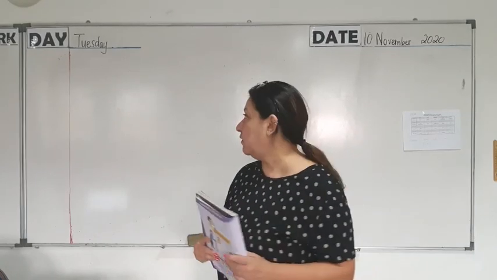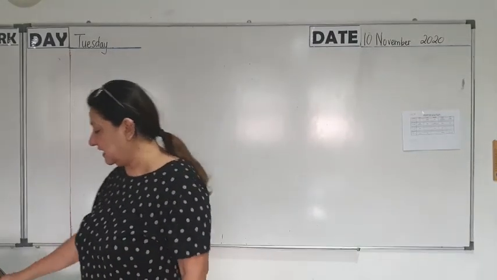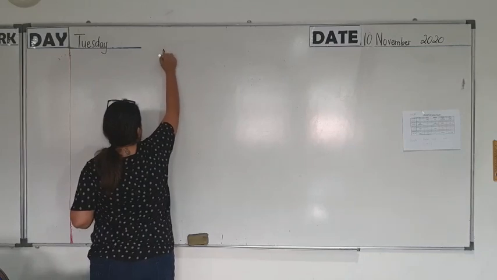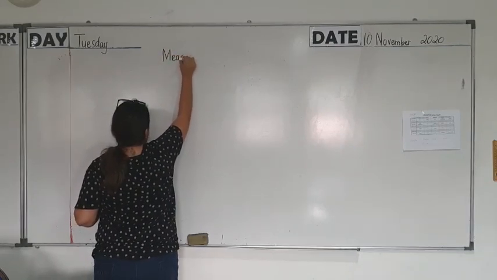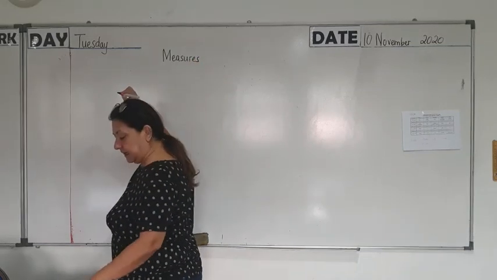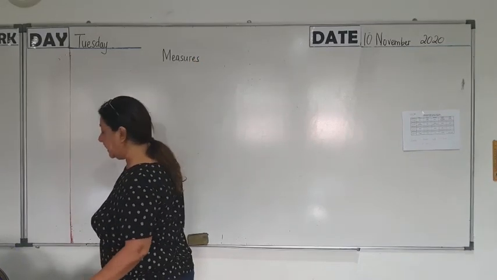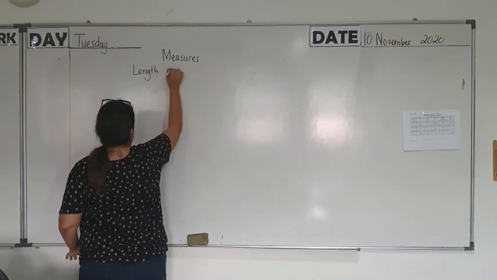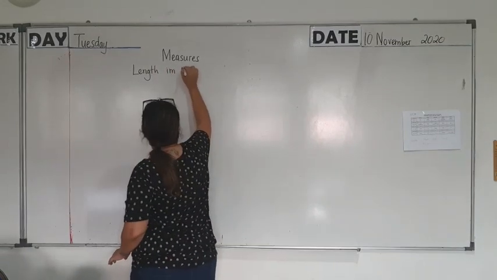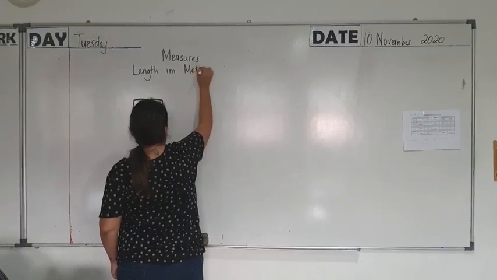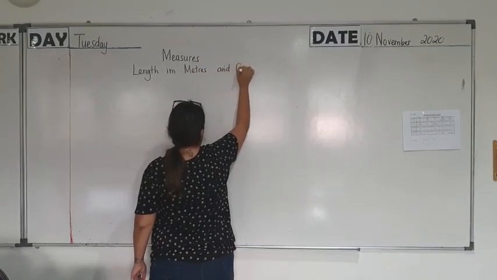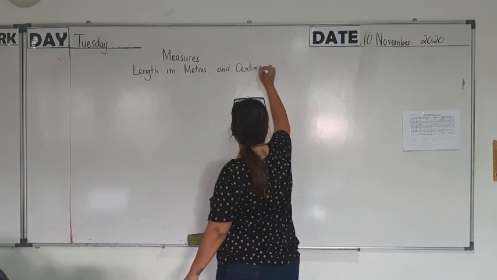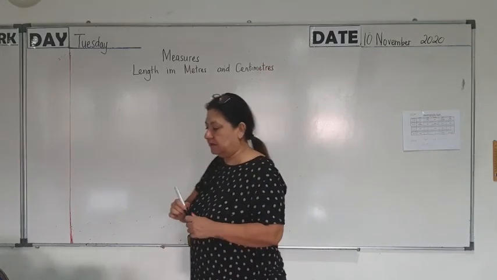Before I do this, I want you to write the day and date in your exercise book. Then write the topic, measures. Please write it on the first line. Then write down length in meters and centimeters. Please check that your spellings are correct. Underline the title in blue.